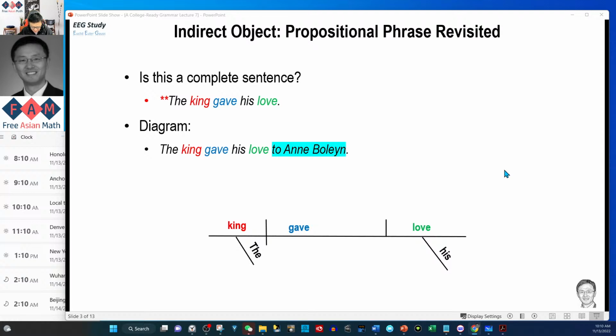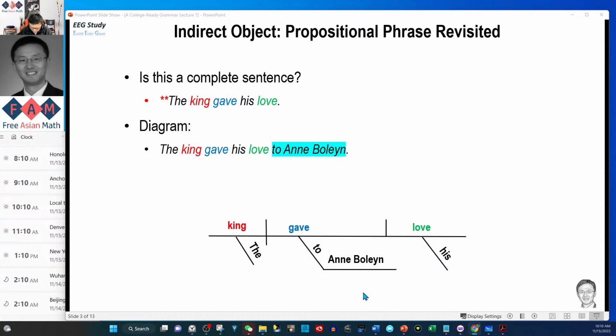So how do we diagram this sentence? Well, as we said, to Boleyn grammatically functions as a prepositional phrase, which is adverbial, and it modifies the main verb gave here. Therefore, we have to put it here. It's very important to understand how this works, because without this understanding, we will see pattern number 8, which will come up next, and it will be very confusing.